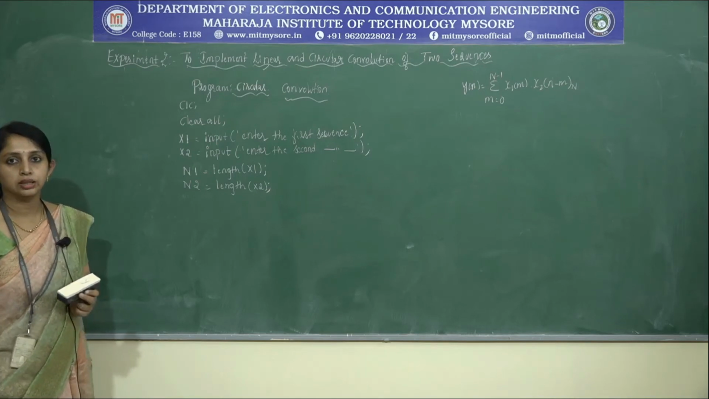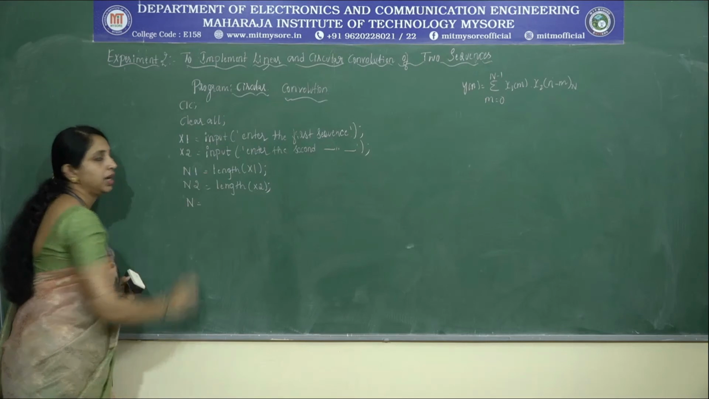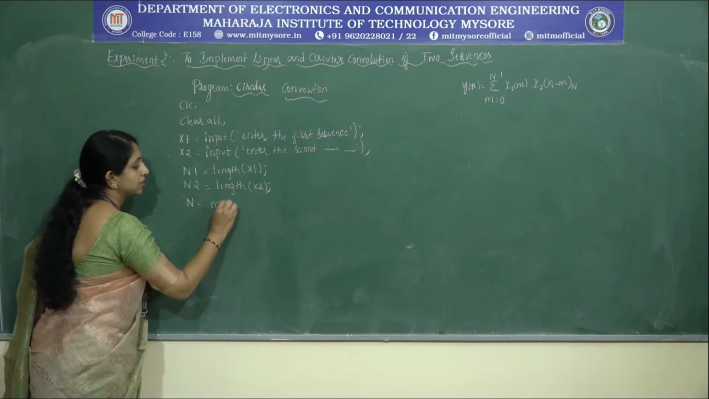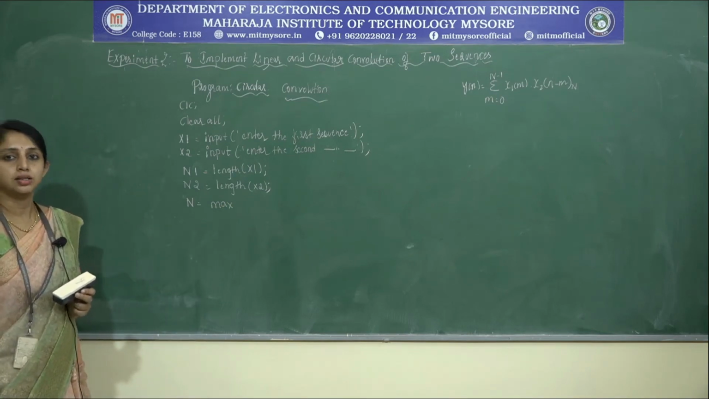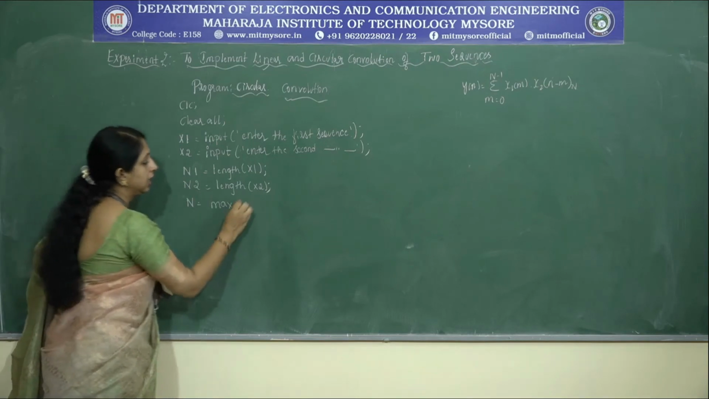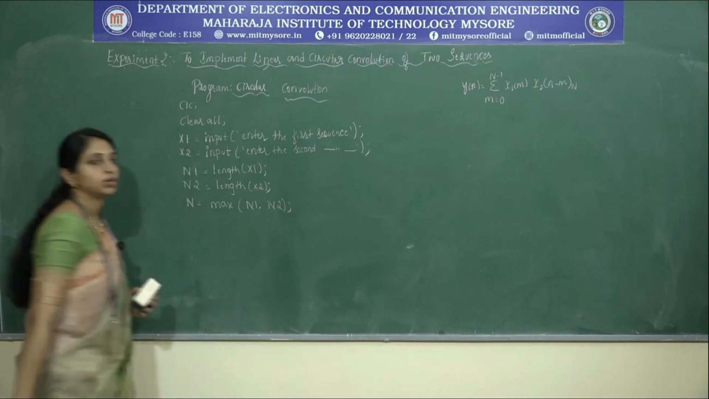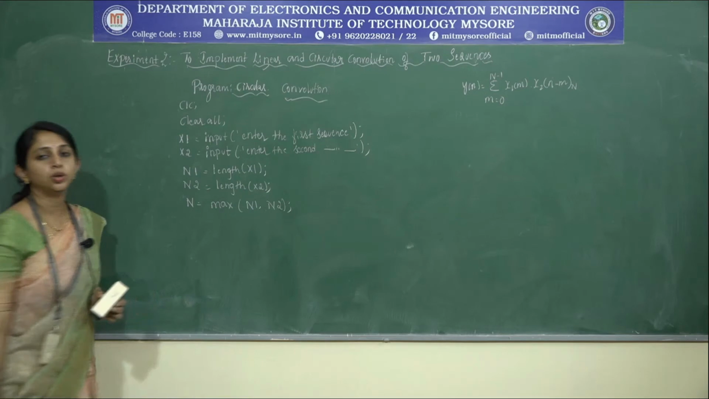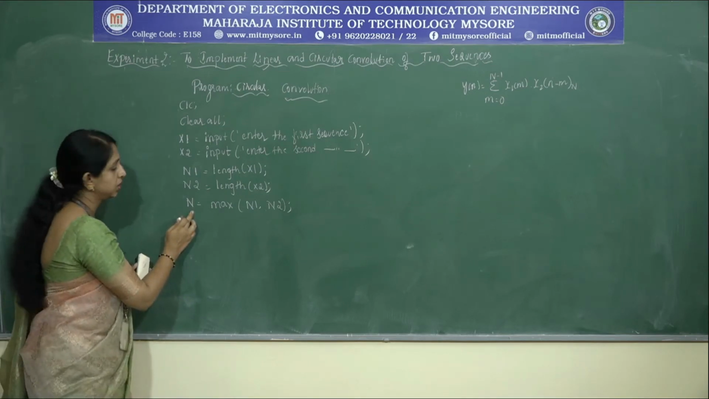What is the output length of circular convolution? It is always denoted by capital N. What is capital N? As I told you, it is the maximum value of the lengths of the two considered inputs. Where is the length now? It is there in N1, N2. So it is maximum of N1, N2, which is equal to N. Now this is an output.